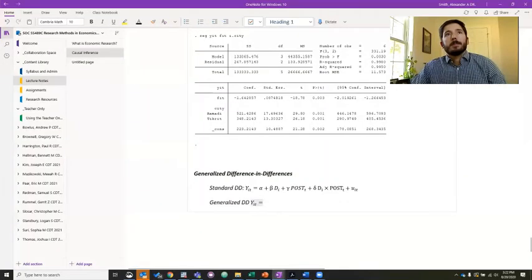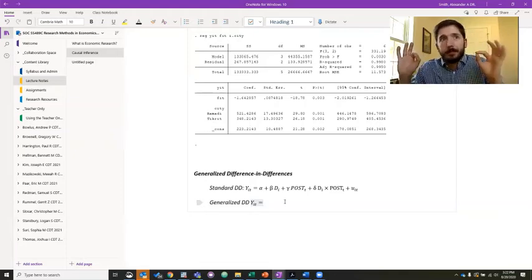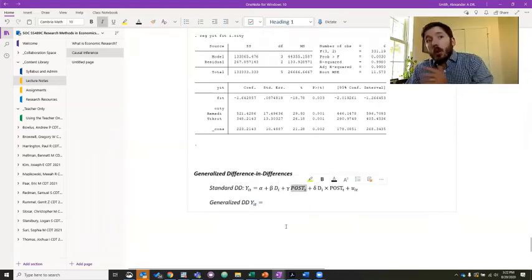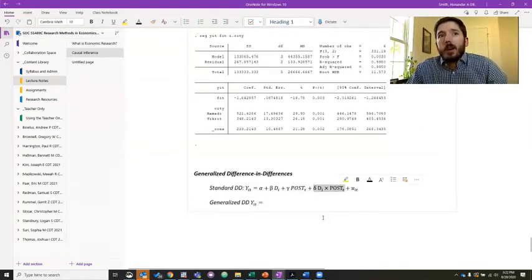Okay, so let's talk about generalized difference in difference then, and how it expands on our standard diff and diff, right? In our standard diff and diff, we had two groups, pre and post, treatment and control, right? And if you remember, we had an indicator for are you in one of those two groups, an indicator for are you in the post period, and then that treatment variable that's varying across within groups over time, within at least one of the groups over time.